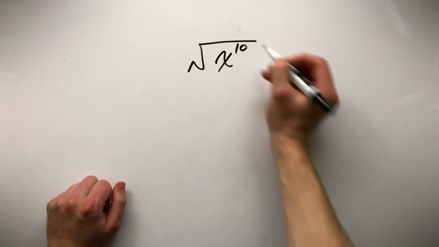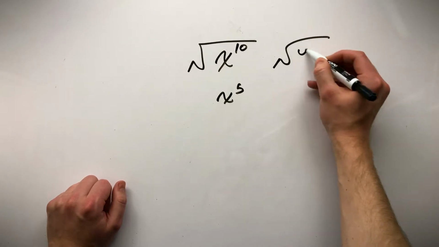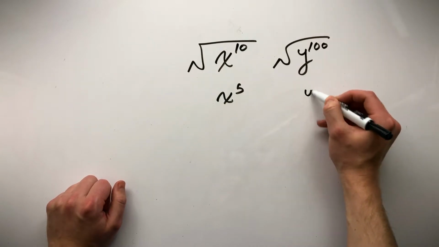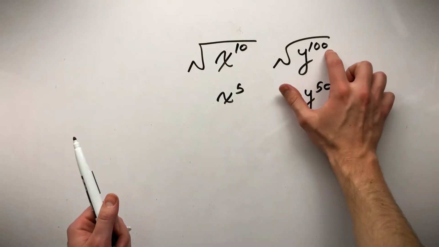What if I had like x to the 10th, right? That gives me x to the 5th because I just divided it by 2. What about y to the 100th? Well, it's just y to the 50th, right? If it's even, it's easy. You just cut the number in half.